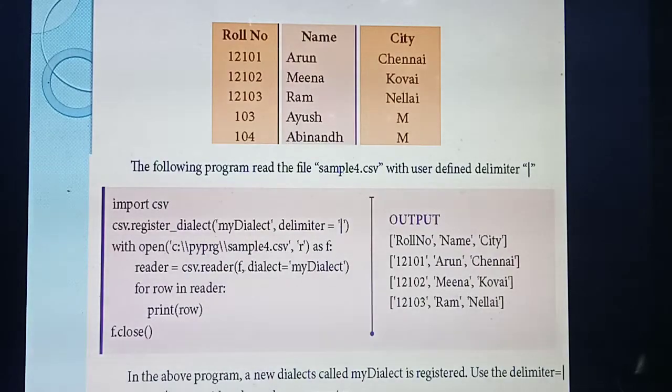So this is important. One more question. Please mark it: delimiter pipe. This pipe is considered as a column separator. Underline it in your book. Why are we using the pipe symbol? The pipe symbol is used as a column separator.